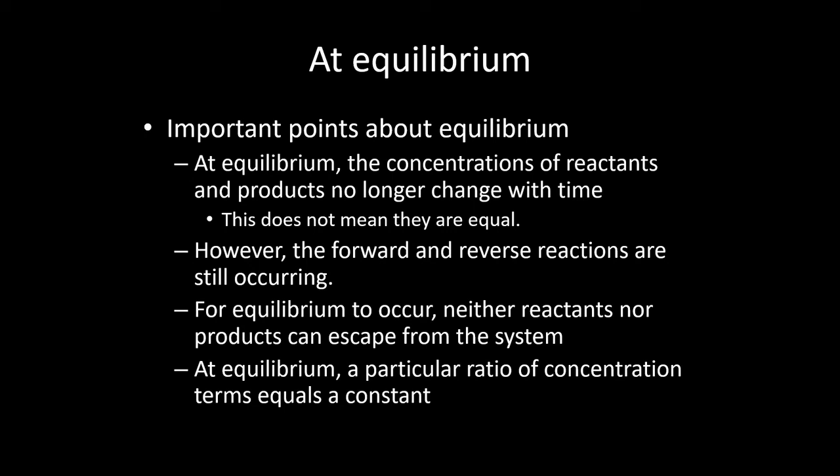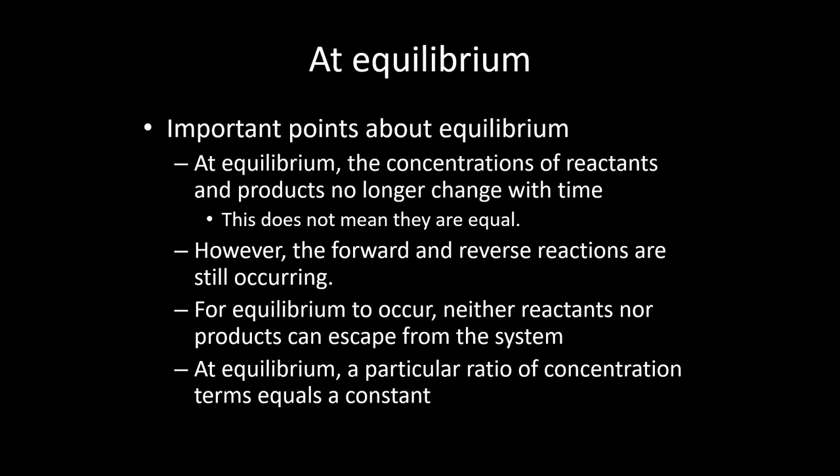For the equilibrium to occur, neither the reactants nor the products can escape from the system. So if, for example, we have a reaction that is occurring in a solution, and one of the products is a gas, if that gas is escaping, well then you're never going to reach equilibrium. Because for the reverse reaction to take place, that gas has to be there to react. And so if you have a reactant escaping, or if you have a product escaping, you're never going to reach equilibrium. So the reactants and products have to be kept where they can still undergo reactions. They can't be allowed to escape.